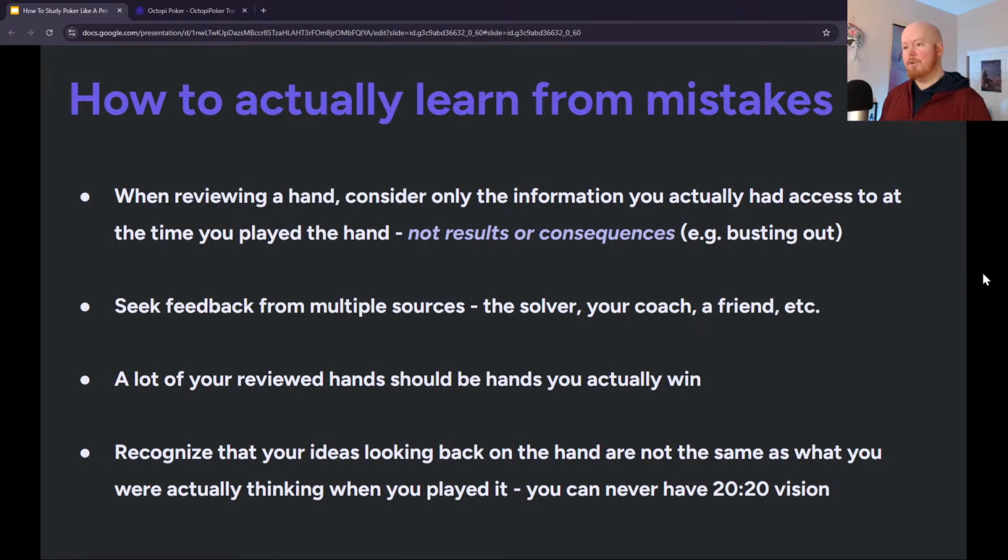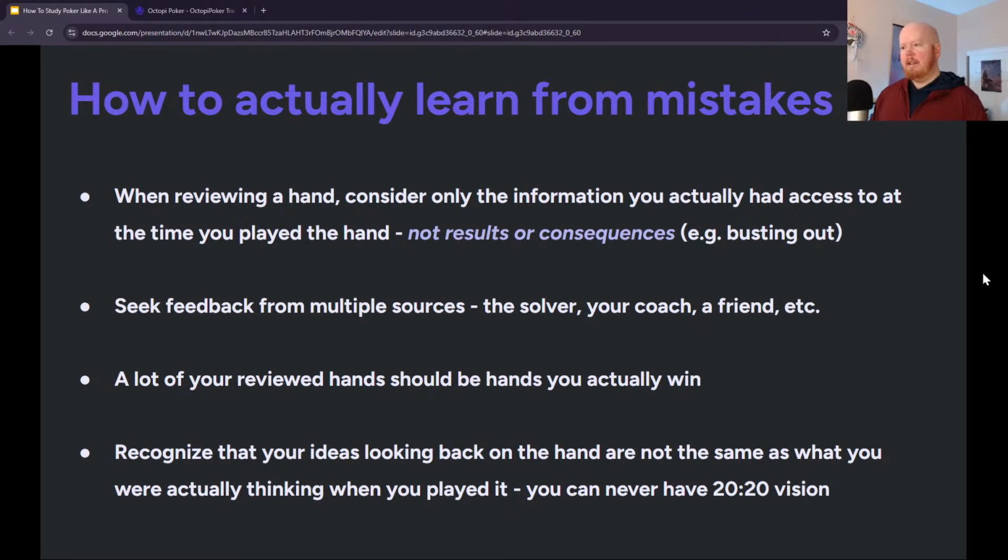It's very important that you don't look at the results and say, I lost this hand. What did I do wrong? Because the fact that you lost the hand is completely disconnected from anything that you did wrong or right. The fact that you lost the hand is just the results. It is variance, and what you did wrong or right is what happens during the hand, not what happens after it.